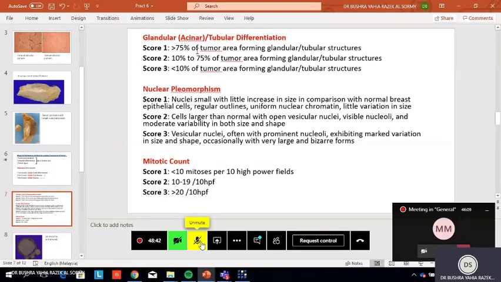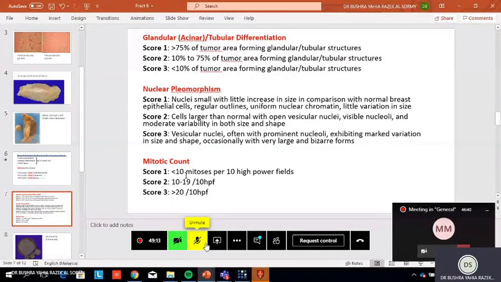For the tubular formation, more than 75 is score 1. Between 10 to 75 is score 2. Score 3 is less than 10. Nuclear polymorphism, remember we said score 1 is mild, score 2 is moderate, score 3 is marked variation or severe nuclear polymorphism.